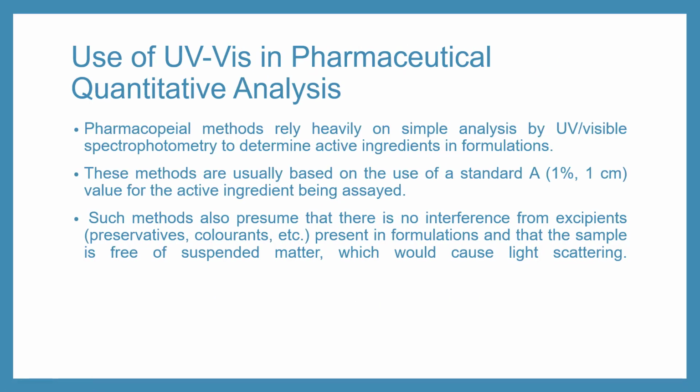Another calculation that can be used is the pharmaceutical quantitative analysis, okay? So this is basically us trying to quantify the amount of an active pharmaceutical ingredient in a tablet or in a sample. And this is largely based on using that standard absorbance value, that standard A1% value for those active ingredients being assayed. These methods also assume that you have perfect conditions, okay?